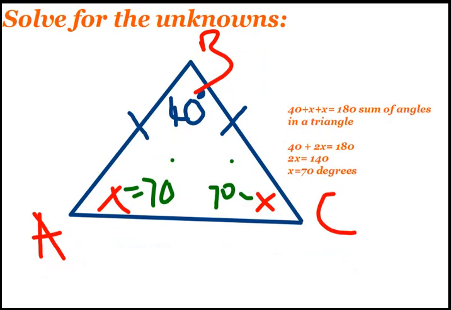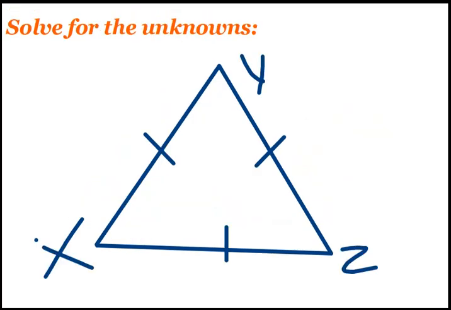Let's have a look at our next question. Solve for the unknowns. In this case, we are also looking at unknowns, which are angles. So let's label our angles accordingly. We can see that this is an equilateral triangle. Why do we say that? Because all sides are equal. And if all sides are equal, that means all angles are also equal. So let's mark them x because they're equal to each other.